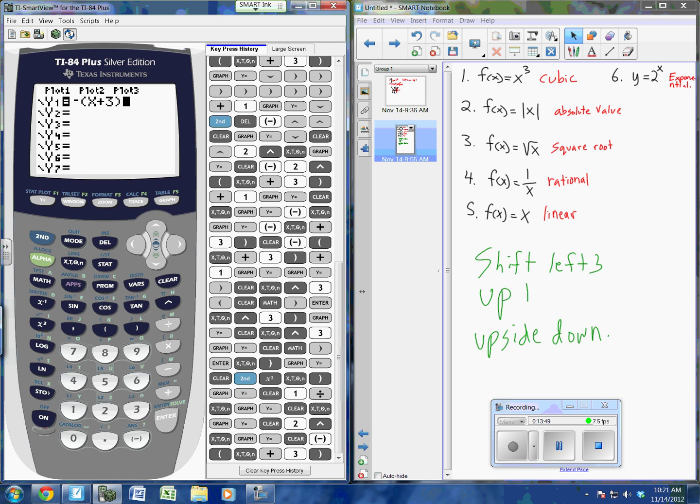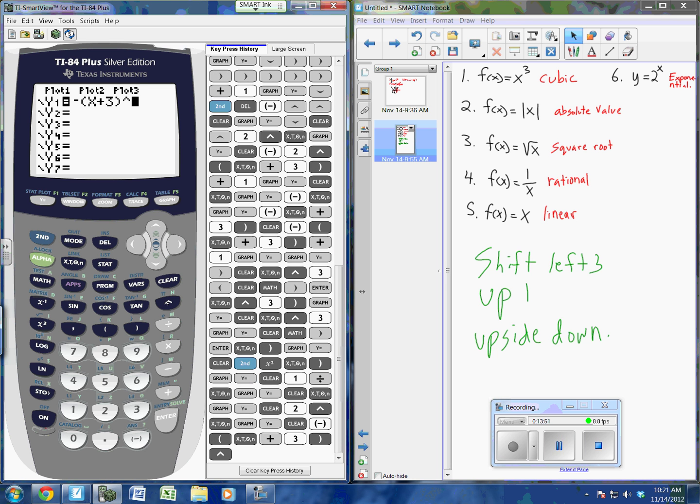And I have to cube that whole quantity. So I hit the caret key and 3, and that cubes the whole quantity, x plus 3. And then to move it up 1, I just add 1 to the function, and there it is. If I graph it, it looks like this. That's what your x cubed function should look like after you do those shifts. Do we understand that? I think most of you got it, but some of you guys are still lost.